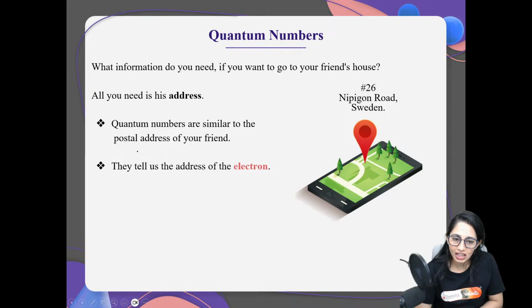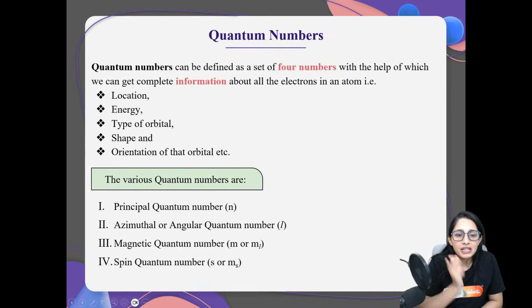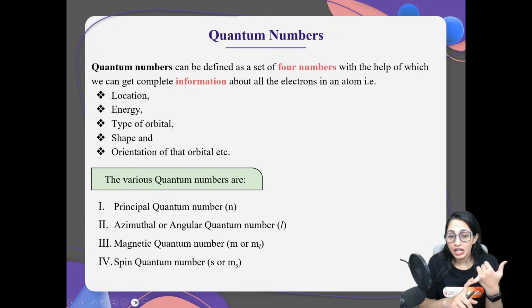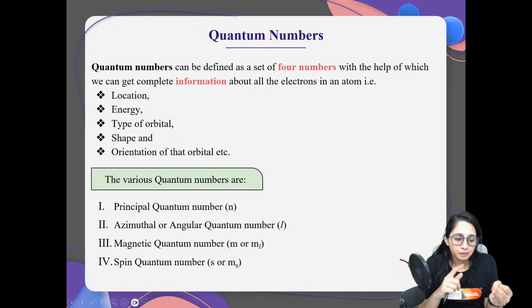Okay, thank you Tanushree. Quantum numbers can be defined as a set of 4 numbers with the help of which we can get complete information about the electrons in an atom. That is, the location, energy, type of orbital, shape, as well as orientation of that orbital can be known. The various quantum numbers are the principal quantum number, the azimuthal or angular quantum number, the magnetic quantum number and the spin quantum number.